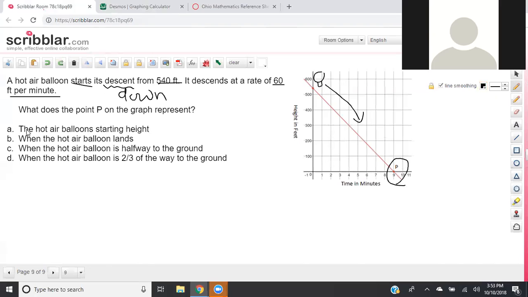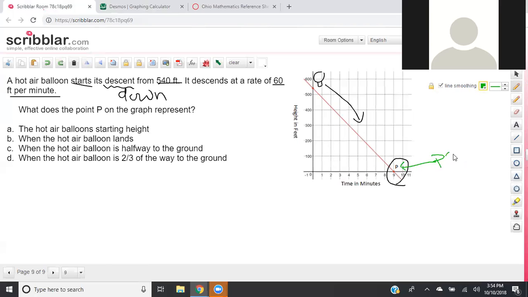So, here are our options. We have starting height, when the hot air balloon lands, when the hot air balloon is halfway to the ground, and when the hot air balloon is 2/3 of the way to the ground. So point P is the one down here.